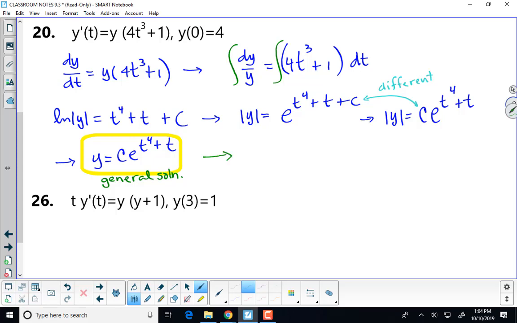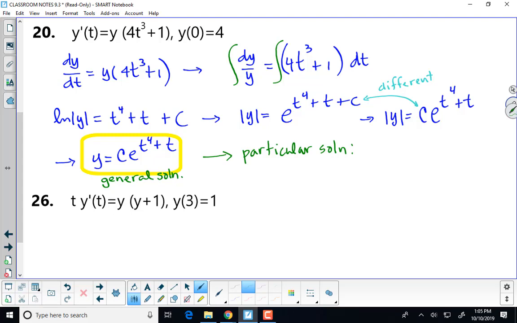And now we're going to find our particular solution. To find a particular solution, you have to have some initial value given. In some books you'll see this referred to as a boundary value. It's just some ordered pair that's on the solution curve. (0, 4) is on the curve. So let's go ahead and find our particular solution. When we plug in 0 for t, we need to get 4 for y.